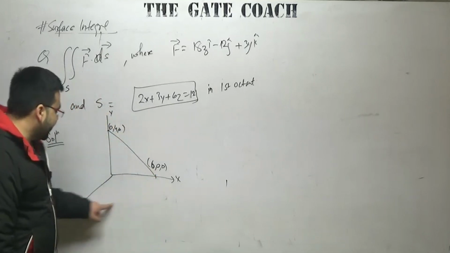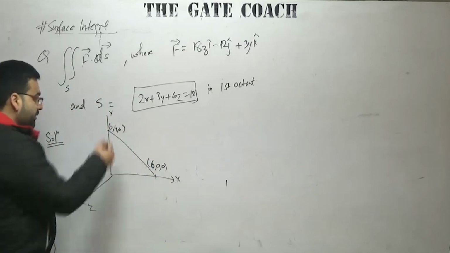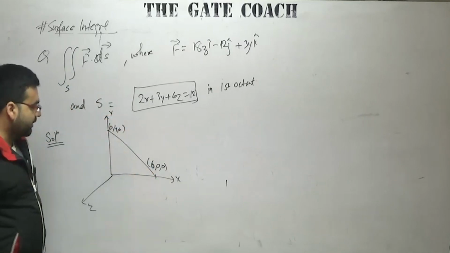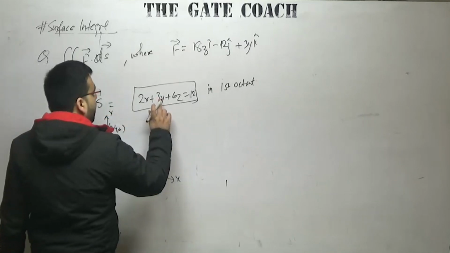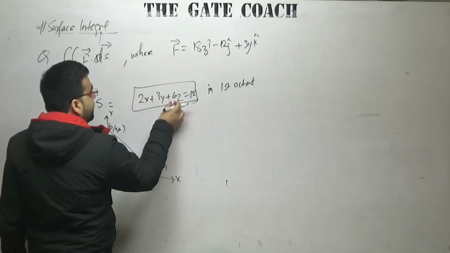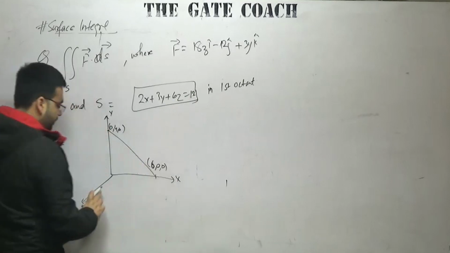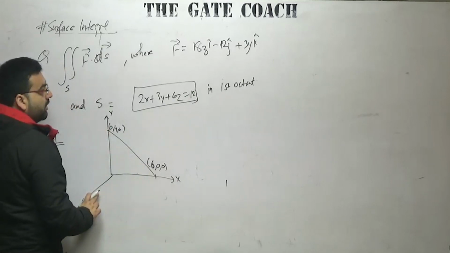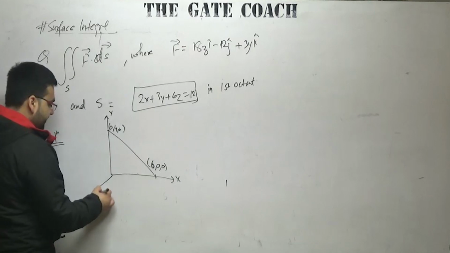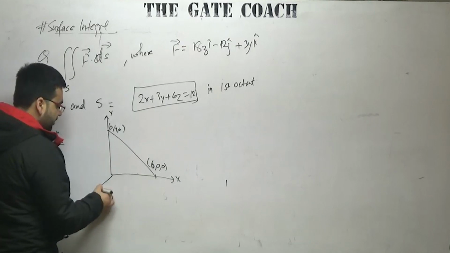Let me talk about the XZ plane. Here is a three-dimensional thing, try to understand it with imagination. In the XZ plane, y will be equal to 0. If y is equal to 0, it will be 2x plus 6z is equal to 12, right? Put x equal to 0 here, and z will be equal to 2. So there will be a point 0, 0, 2.